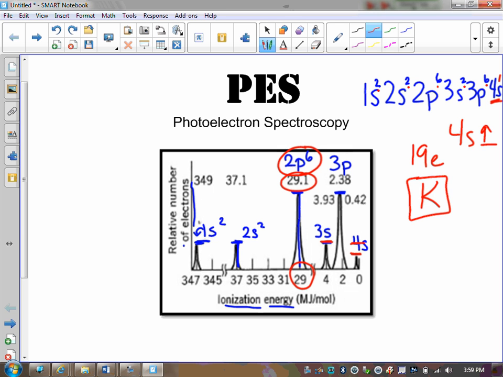So the graphs can tell you a lot, but the main idea is to understand that each one of these peaks represents a sublevel, and the sublevels are in the order that we learned them. So now you're going to practice some questions in your book, and it should be a little bit clearer for you as to what those peaks were indicating.